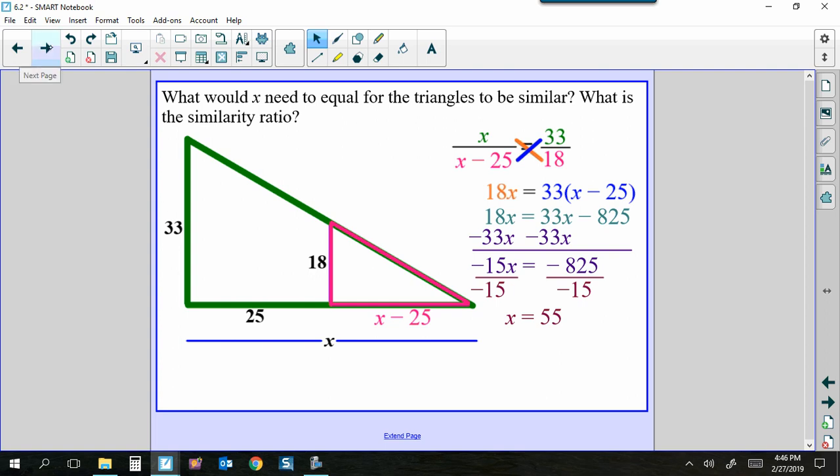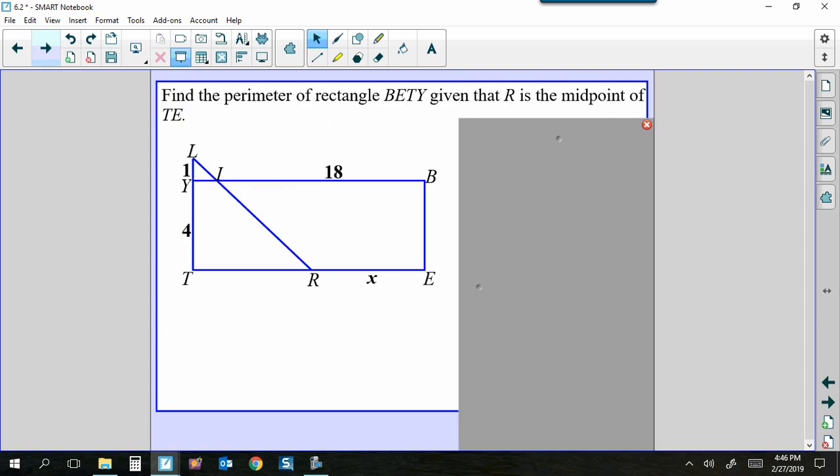Easy. All right, our last one is actually a very easy problem. It looks really complicated though. We're talking about similar triangles, so even though you have a bunch of different shapes here, I'm hoping you guys can see the two triangles that I gave you. We have this little triangle up here, triangle LYI, and we have this triangle here, LTR. So you're also given that BETY is a rectangle.